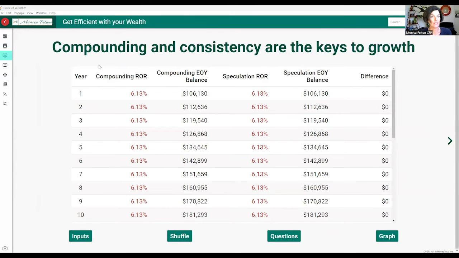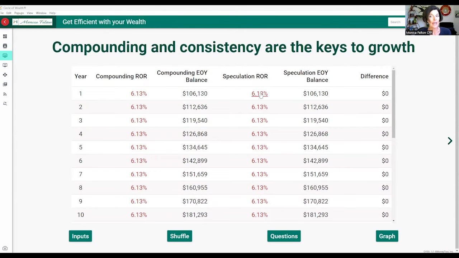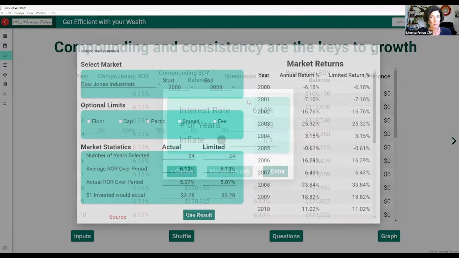Let's take a look at the difference between compounding and consistent growth. As discussed, the average rate of return of the Dow Jones Industrial Average over the last 24 years has been 6.13%. So if I put in there compounding 6.13%, at the end of 24 years, my $100,000 would have grown to $416,981.